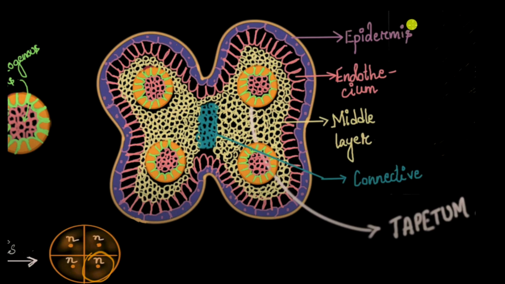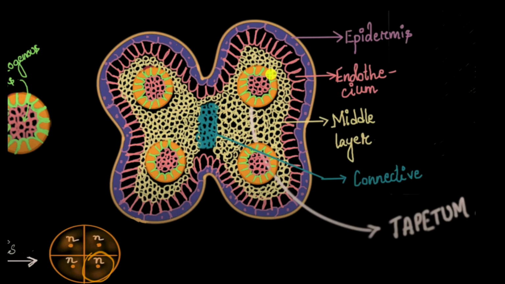Now all these three layers, the epidermis, the endothecium and the middle layer, offer protection to the cells that would eventually develop into the pollen grains. Now the cells that would eventually develop into the pollen grains are called sporogenous cells or sporogenous tissue, and they are located here at the four corners inside the anther, inside each theca. These pink color cells that you see here, these are the sporogenous cells, and they eventually undergo meiosis to produce pollen grains.